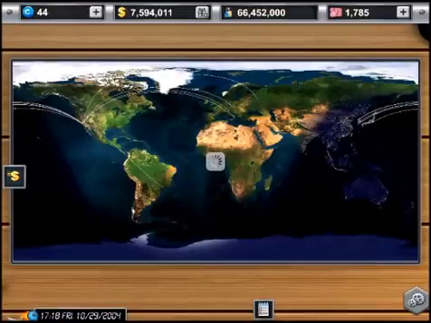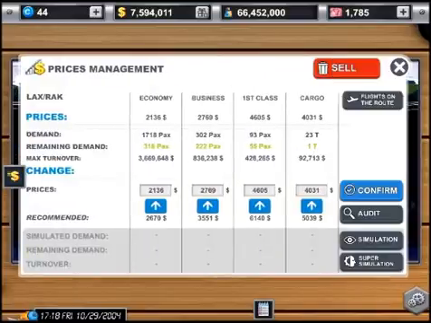So I'm just gonna click into Marrakesh, and this is the prices management screen. Right now, across the top of the screen, you see prices. Those are the current prices that we're offering on this route, and based on those current prices, the demand for economy is 1,718 passengers. That's a lot. And we only have 700 seats on our plane, which round trip, that's 1,400 passengers. So 1,718 minus 1,400 gets us the excess demand of 318, that green number there.